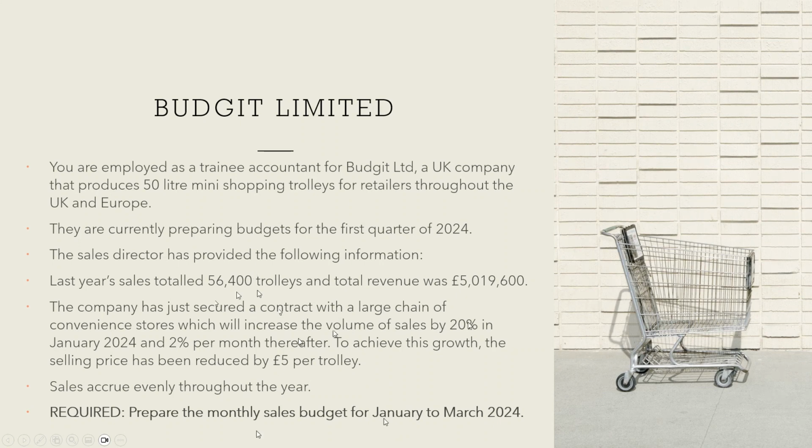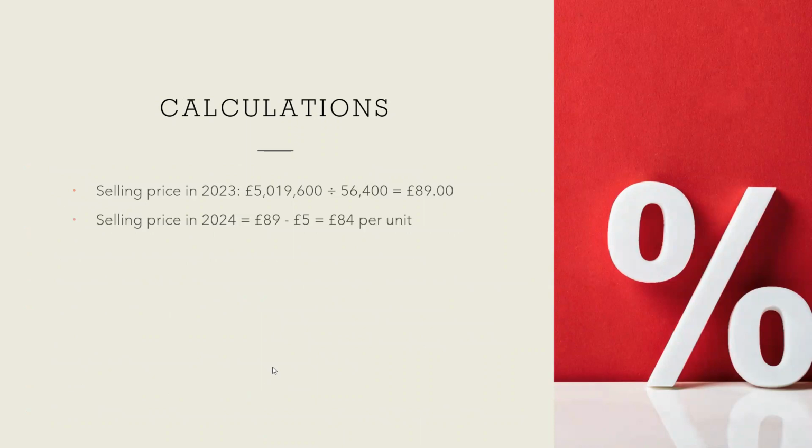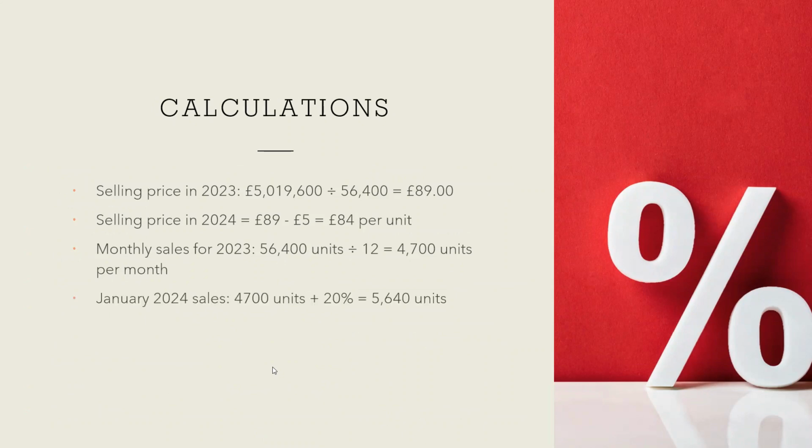Okay, so 4,700 was the monthly sales last year. We're increasing that by 20% straight away in January, and then following that, it'll be a 2% increase per month. So 2% will be applied to January's, and then we'll work out February's, and then we'll increase February's by 2% to find March. So let's look at the calculations we need to do. So just to recap here, the selling price is £89. That's what I just explained to you a moment ago. If we're going to reduce the selling price by £5 per trolley, that brings it down to £84 for 2024.